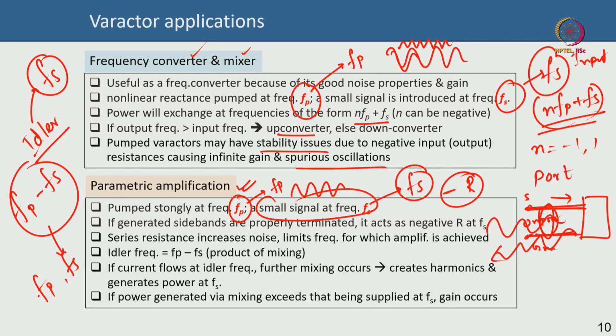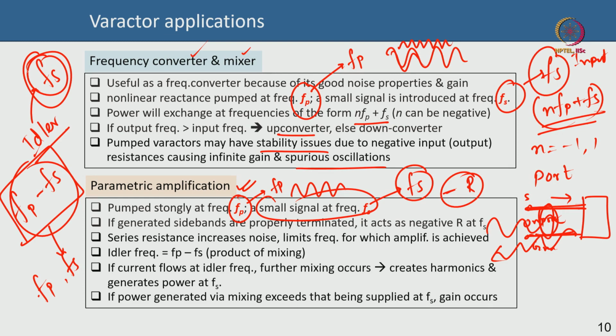What is happening is that you have 2 signals, fp and fs, one the pump frequency and one the signal frequency, mixing and producing power at a certain frequency fp minus fs. If you also bring in another signal at fp minus fs, or you let current flow at this frequency, then it will further mix with fs and fp, create further harmonics, and generate power at fs.